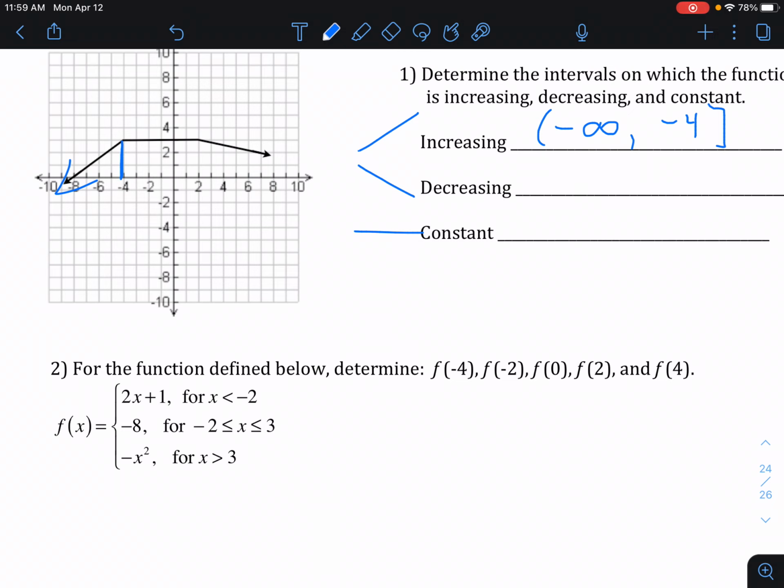The next part right here, from negative 4 to 2, is the constant part. So that would be negative 4 to 2. And then you have a decreasing part at the end, and it goes from this 2 down forever, or to the right forever, to infinity. So from 2 to infinity.